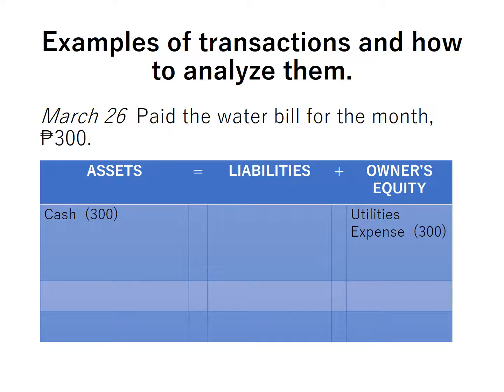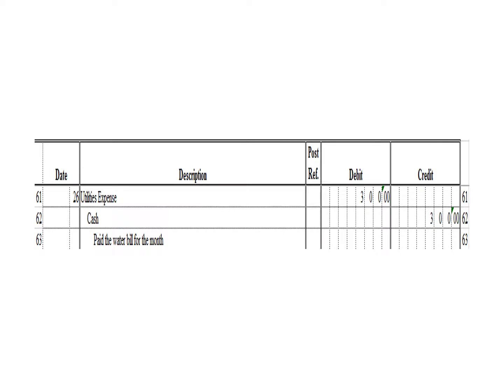March 26, the business paid the water bill for the month, 300 pesos. Cash decreased by 300 pesos. Utilities expense increased by 300 pesos. To journalize the transaction, write the date, 26. Debit utilities expense, 300 pesos because utilities expense increased. Credit cash, 300 pesos. The description, paid the water bill for the month.